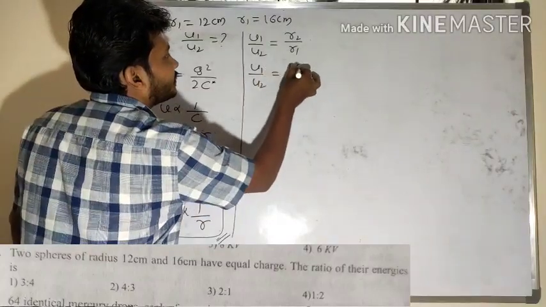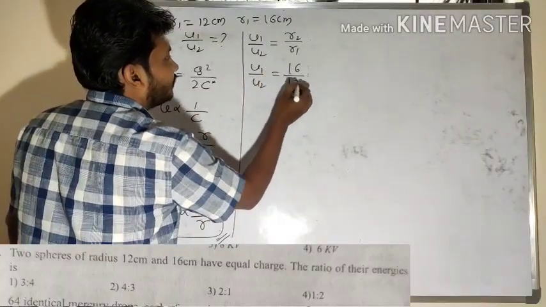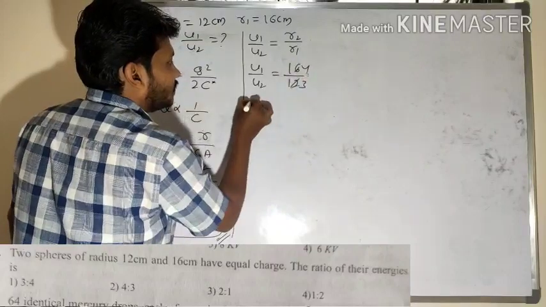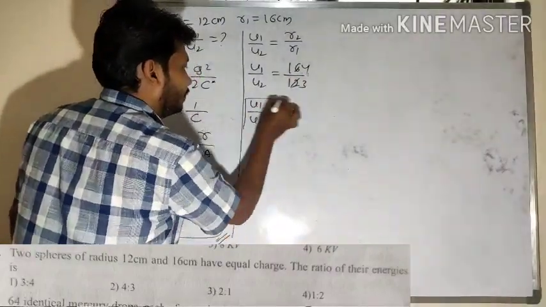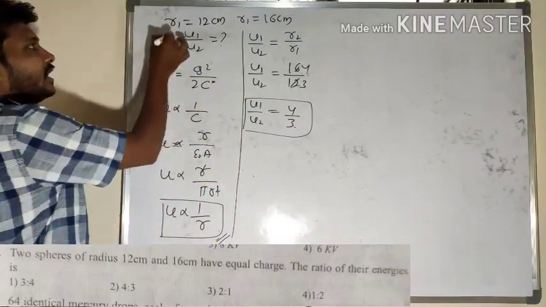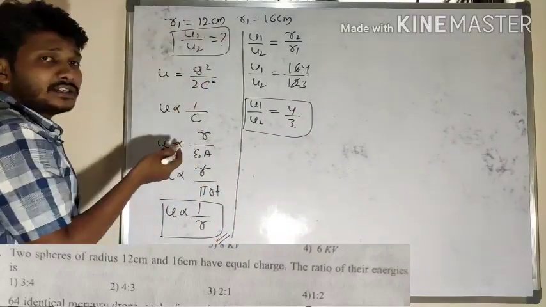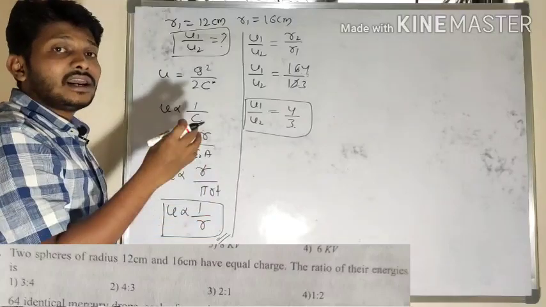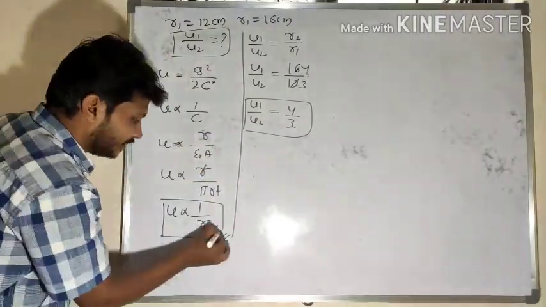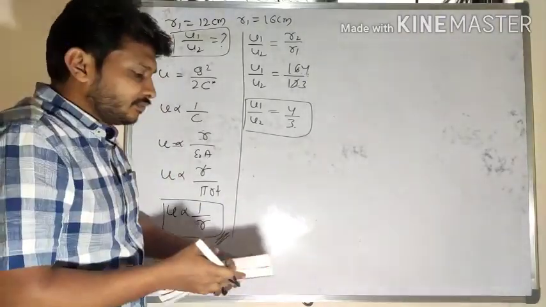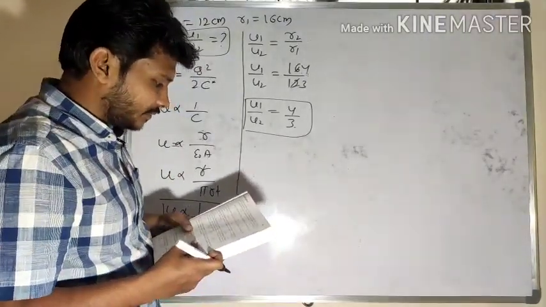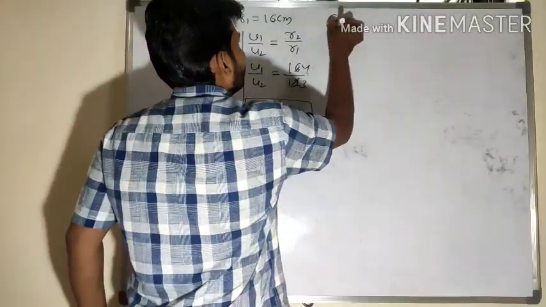R2 value is 16, R1 value is 12. So what is the ratio I get? 4 by 3. Did you get my point? They asked to determine the potential energy, so let me find the relation between potential energy and radius. The answer: potential energy is inversely proportional to radius. Next we will look at the fourth question.